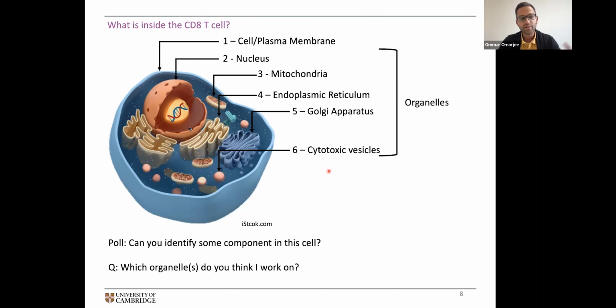And so another question, it's an open question now for you. Which organelles here, between 2 to 6, do you think I work on? We have that as the poll as well. If it's a multiple choice one, it's between numbers 2 and 6. Which ones do you think Ommar works with?